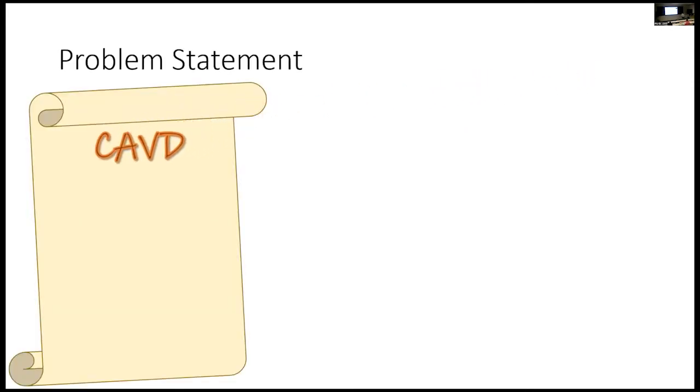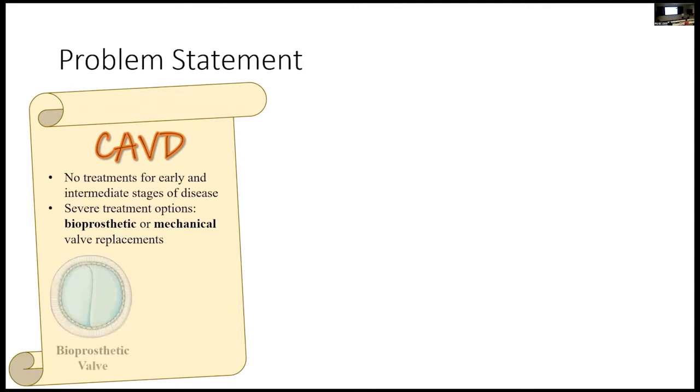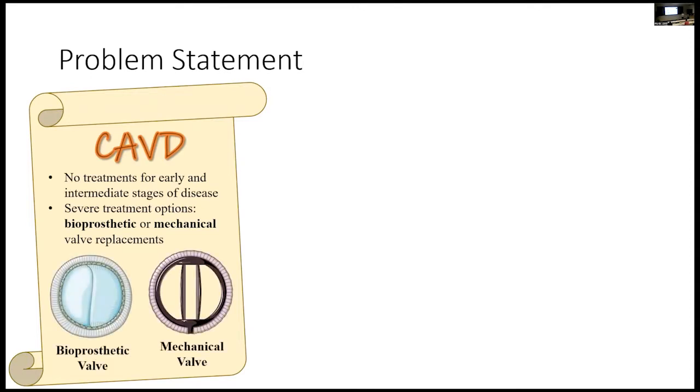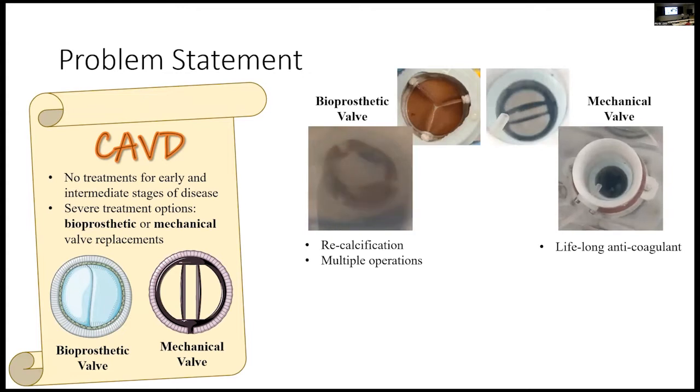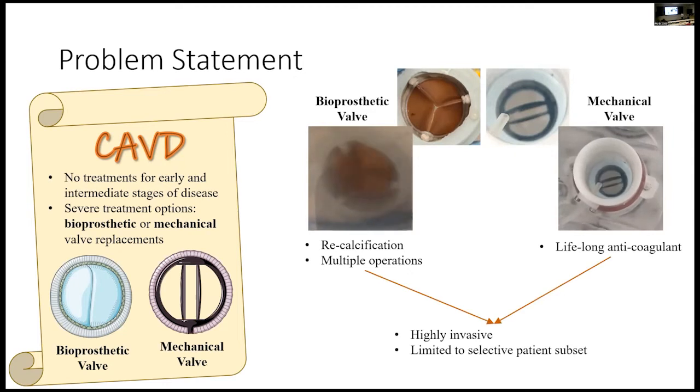The current treatment options for early and intermediate stages of calcific aortic valve disease are not available. Severe treatments include a valve prosthetic or mechanical valve replacement. However, prosthetic valves are prone to recalcification, which requires multiple operations, and mechanical valves require the patient to be on lifelong anticoagulants. Both are invasive and therefore are limited to a selective patient subset.